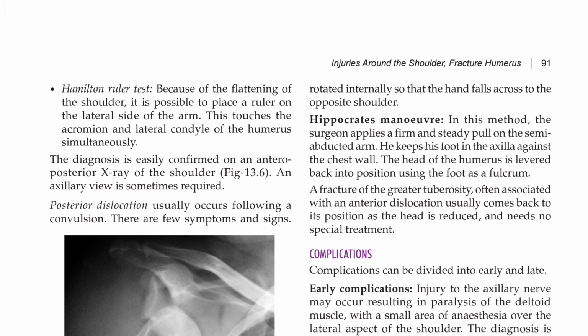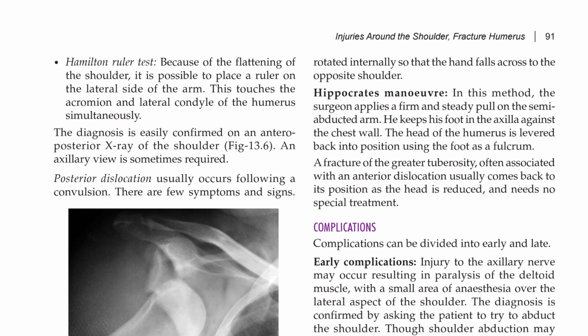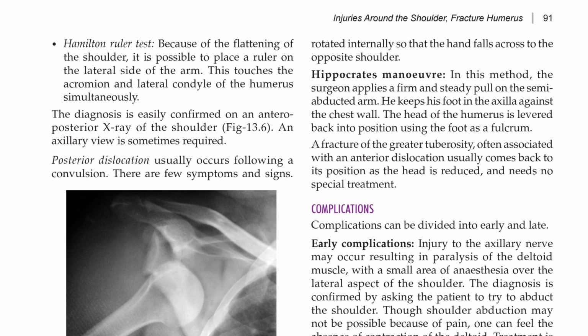The diagnosis is easily confirmed on anteroposterior X-ray of the shoulder, AP view of the shoulder. And an axillary view is sometimes needed. So posterior dislocation usually occurs following a convulsion. There are a few signs and symptoms.